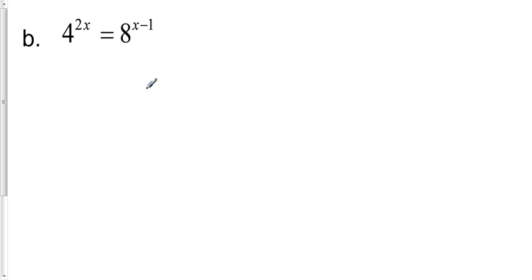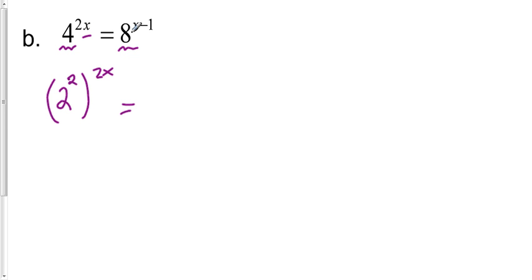Here's another equation. 4 to the 2x power equals 8 to the x minus 1. Again, we're going to be able to get like bases here. Think about how you can rewrite 4 or rewrite 8 using exponents. Both of them can be rewritten using a base of 2. So 4 is the same as 2 squared. So I'm going to change 4 into 2 squared. But then that's to the 2x power.